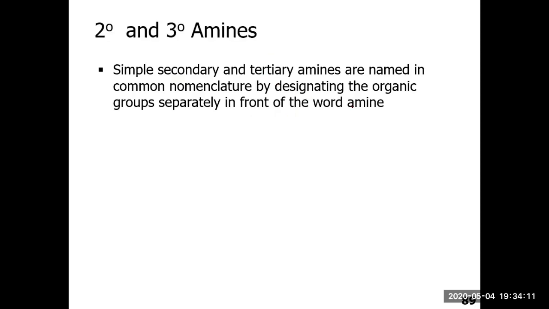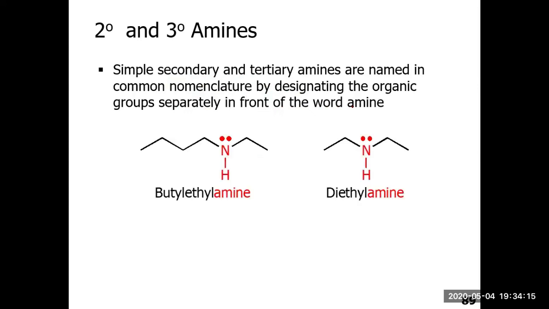Okay, so how do we give names for secondary and tertiary amines? One way of giving names for these molecules is to simply state the different groups bonded to the nitrogen and add the word amine. So for example, we have an ethyl group and we have a butyl group. So the name of this molecule will be butyl ethyl amine. Again, we have to alphabetize the substituents before the word amine.